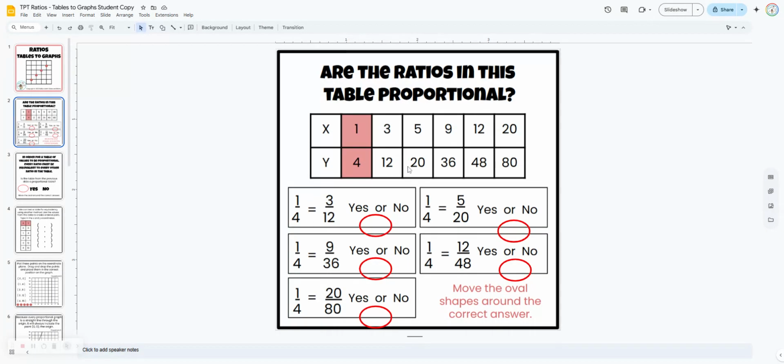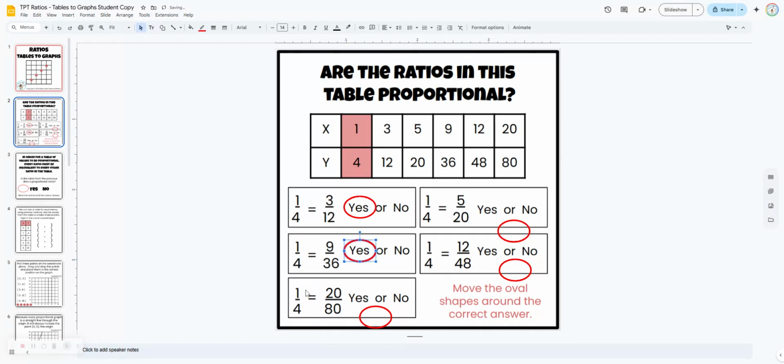So 1 to 4, is it equivalent to 3 to 12? Students can look at this and see that if we multiply the numerator and denominator by 3, we do get an equivalent ratio of 3 to 12. So those two are equivalent. We're just going to click and hold on this little red oval and use it to cover yes. Now we're going to compare 1 to 4 to 9 to 36. Are they equivalent? Well, I can see that if I multiply numerator and denominator by 9, I do get an equivalent ratio. So here again, I'm going to move this to cover yes.